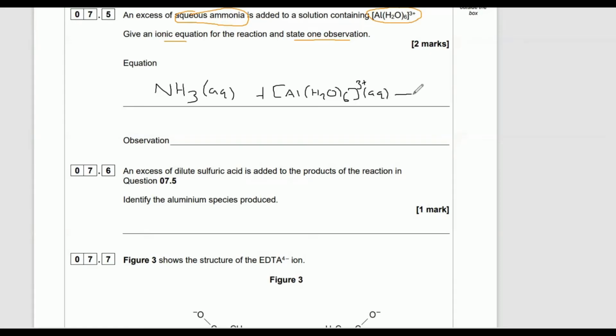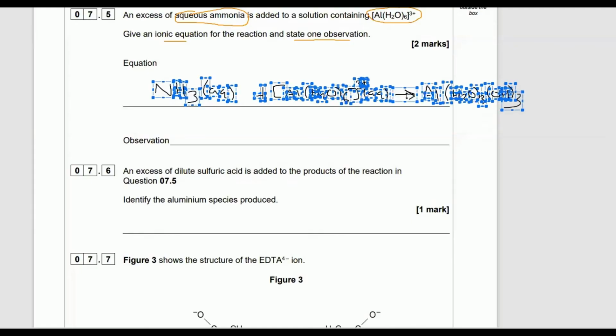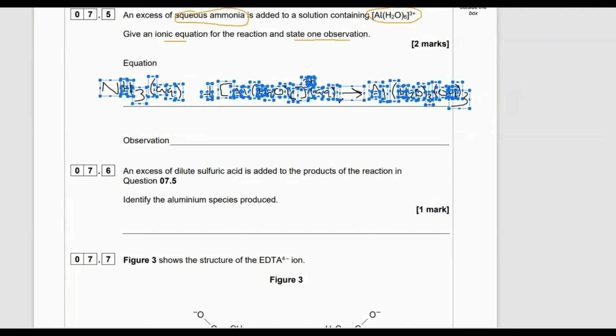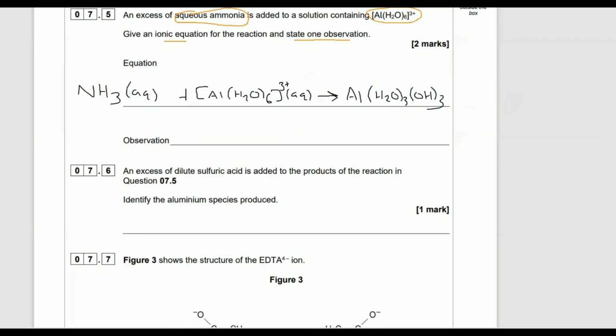Now we need to know, well, what is this going to make? And what we get is a bit of ligand substitution here. So we're going to get H2O with a 3 there, and then we're going to get OH3. Running out of room. And I shouldn't have the 3 inside the brackets. That's going to lose me my marks. So let's close that bracket and put the 3 there. And what I need to do is select all of this and drag it across, because that will give me a little bit more room to complete this equation.